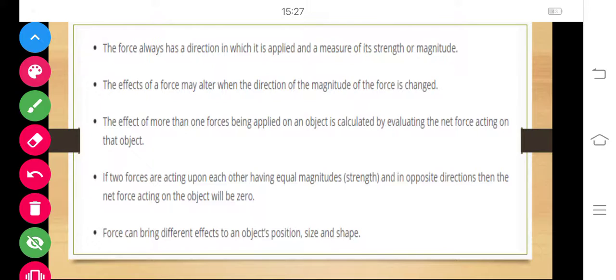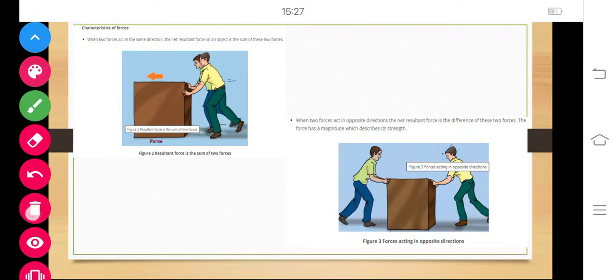So, a force. Now this is some important point till how much we studied till now. So the force always has a direction in which it is applied, a measure or a magnitude. Now a force always has some direction, in which direction it will move. For example, in the last slide we saw, inside it, where was the force moving? It was moving here.